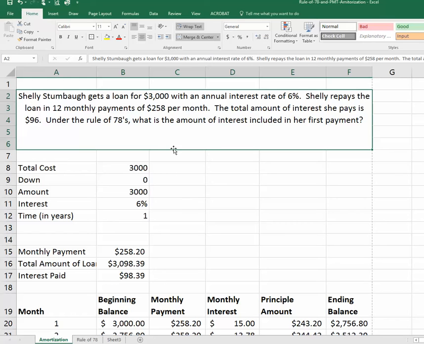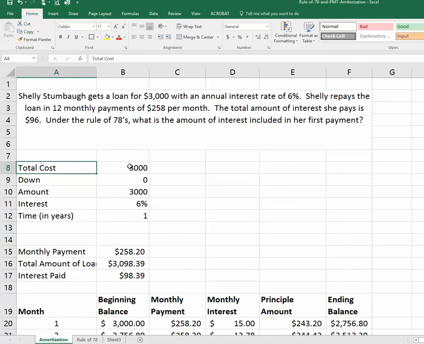And so what I did, first of all, is I just typed out the amounts here. I have a total cost of $3,000. Maybe if this was a car or some appliance or something like that, you could put some money down. We didn't do that. So the amount that I owe is $3,000, and the interest rate is 6%. And so this is a one-year timeline. Again, that's kind of important.